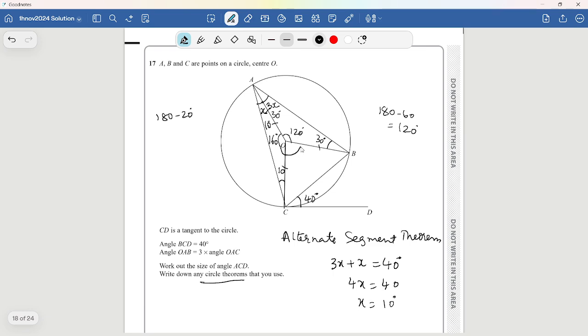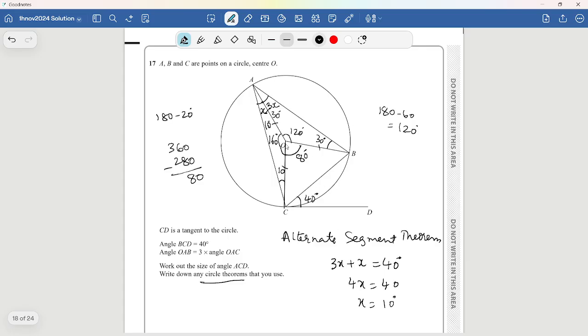What is this angle? Because the total will be 360. Right? So this is 160 plus 120 makes it 280. So 360 take away 280, you will have 80 degrees as the remaining angle. This part of the angle is 80 degrees now.